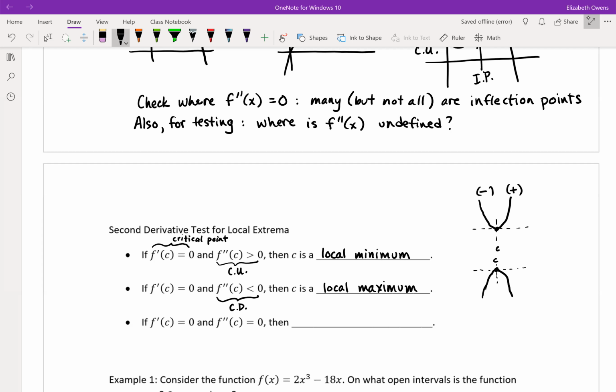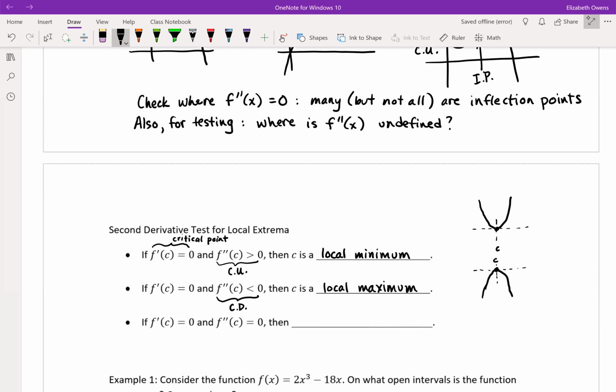Same type of thing for this. If your first derivative is positive and then switches to negative after that critical point, that means the function was increasing and then it started decreasing. That also shows you a local maximum there. So the first derivative test still totally works. This is just an alternative.